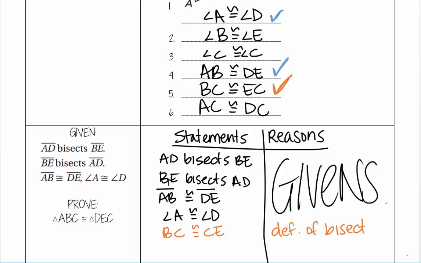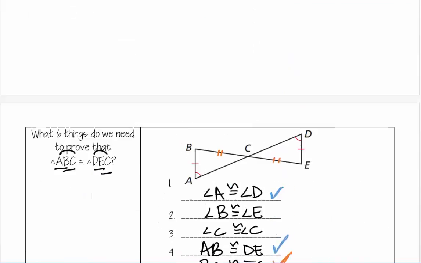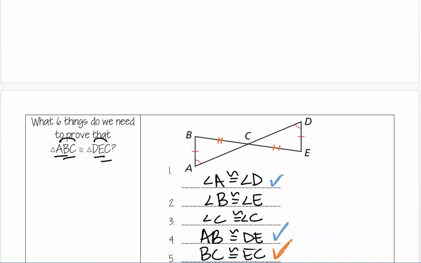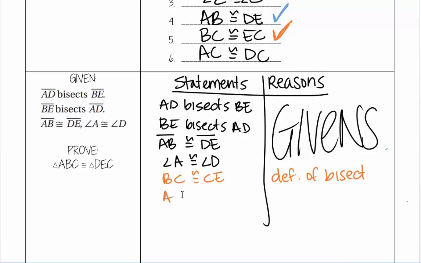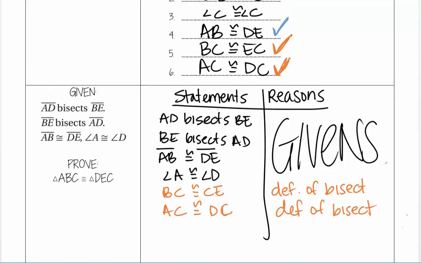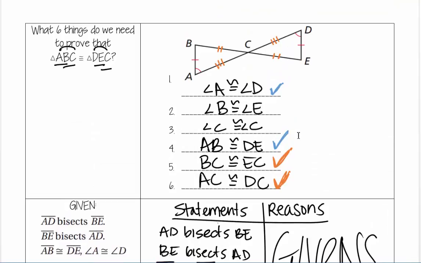Now the next one goes backwards. This says that BE bisects AD. So if we go back up here, BE chops AD in half. This chop right here tells me that these guys are the same and these guys are the same. So AC is congruent to DC. For the same reason, definition of bisect. And that's awesome because that's one more thing off of our list. So right now we have all three of our sides we know are the same, but we only know one angle pair.